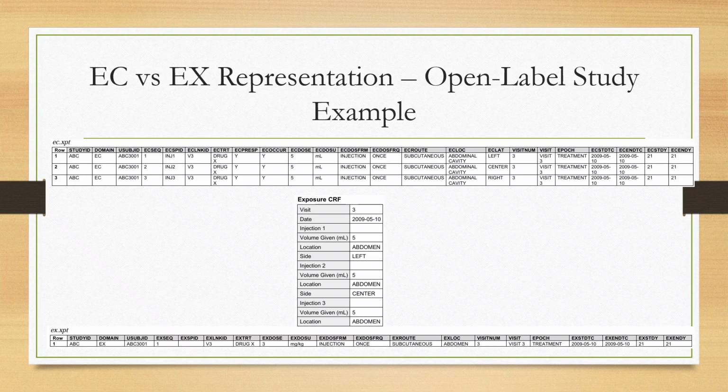So again, this is another example where the data in EC will be similar to what is collected on the CRF form, whereas when we are creating an EX record, the dose units will be in the form taken from the protocol.